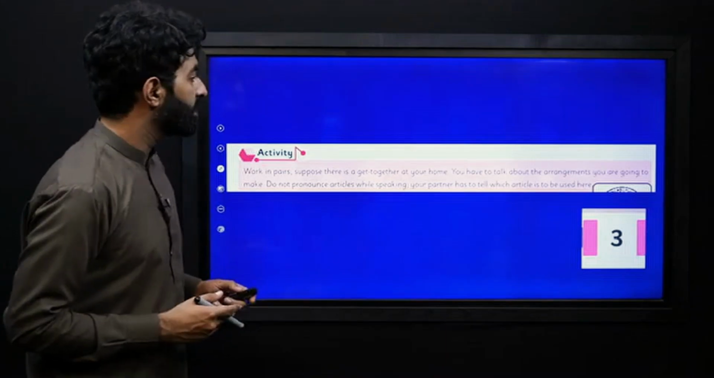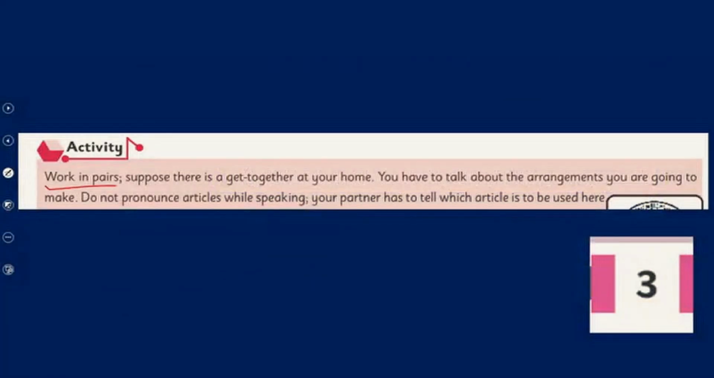So here is another activity, work in pairs. Suppose there is a get together at your home. You have to talk about the arrangements you are going to make. Do not pronounce articles while speaking. Your partner has to tell which article is to be used here.